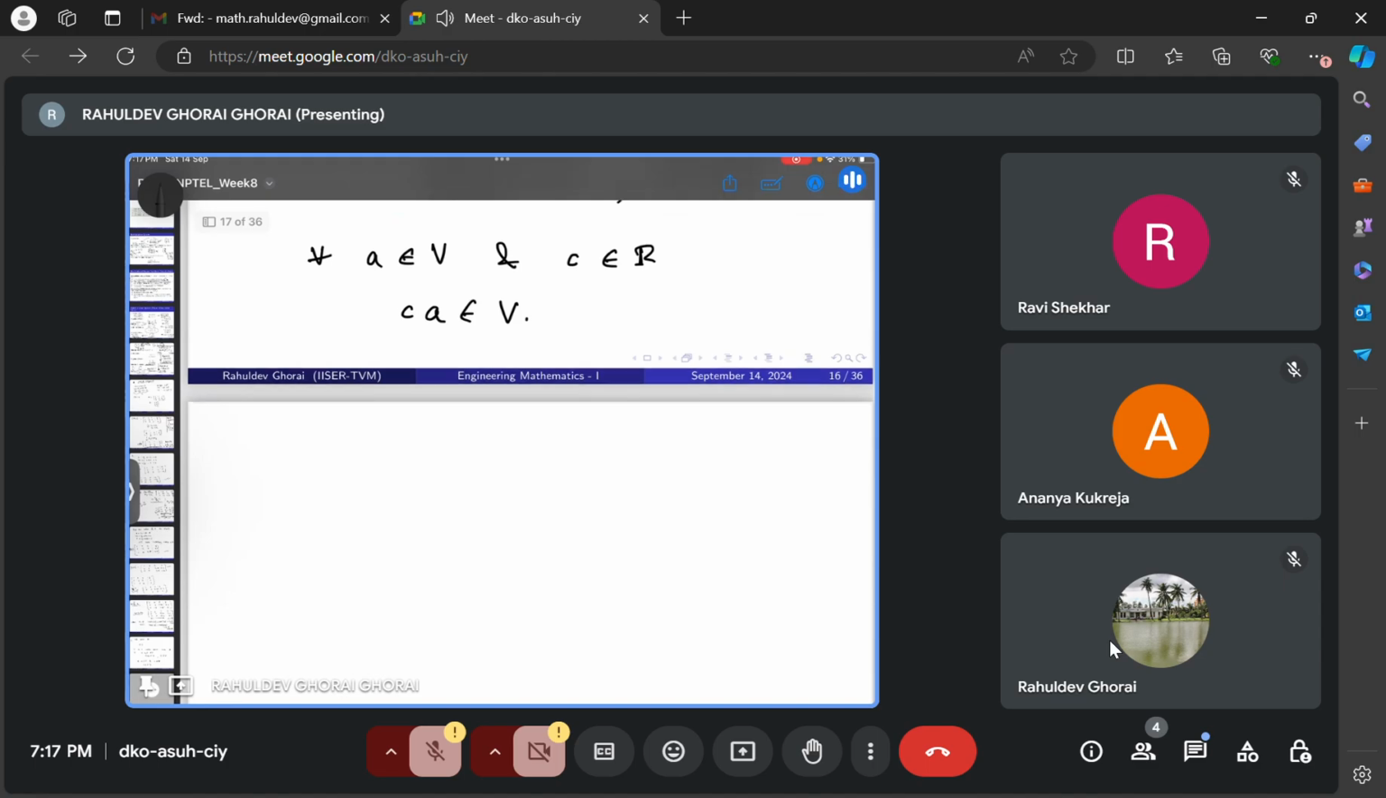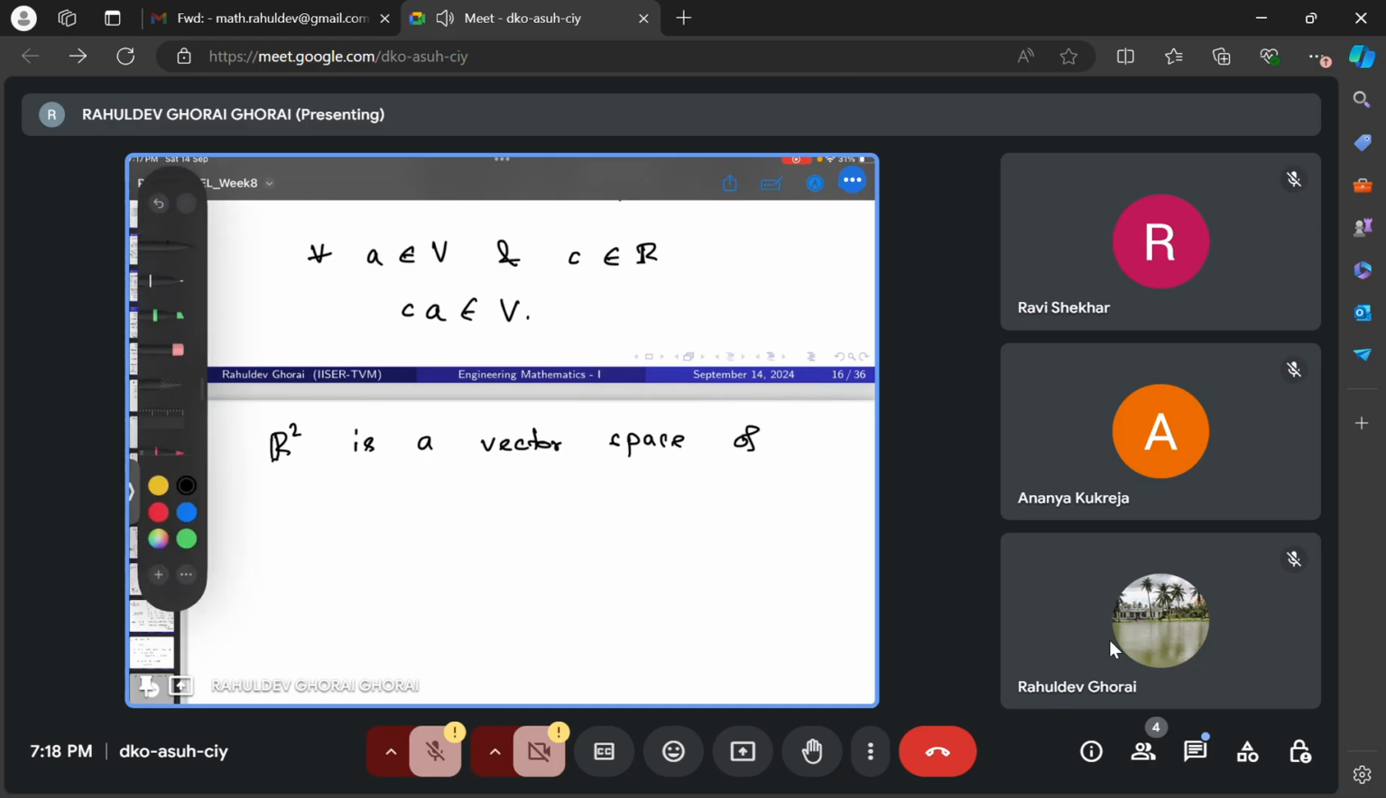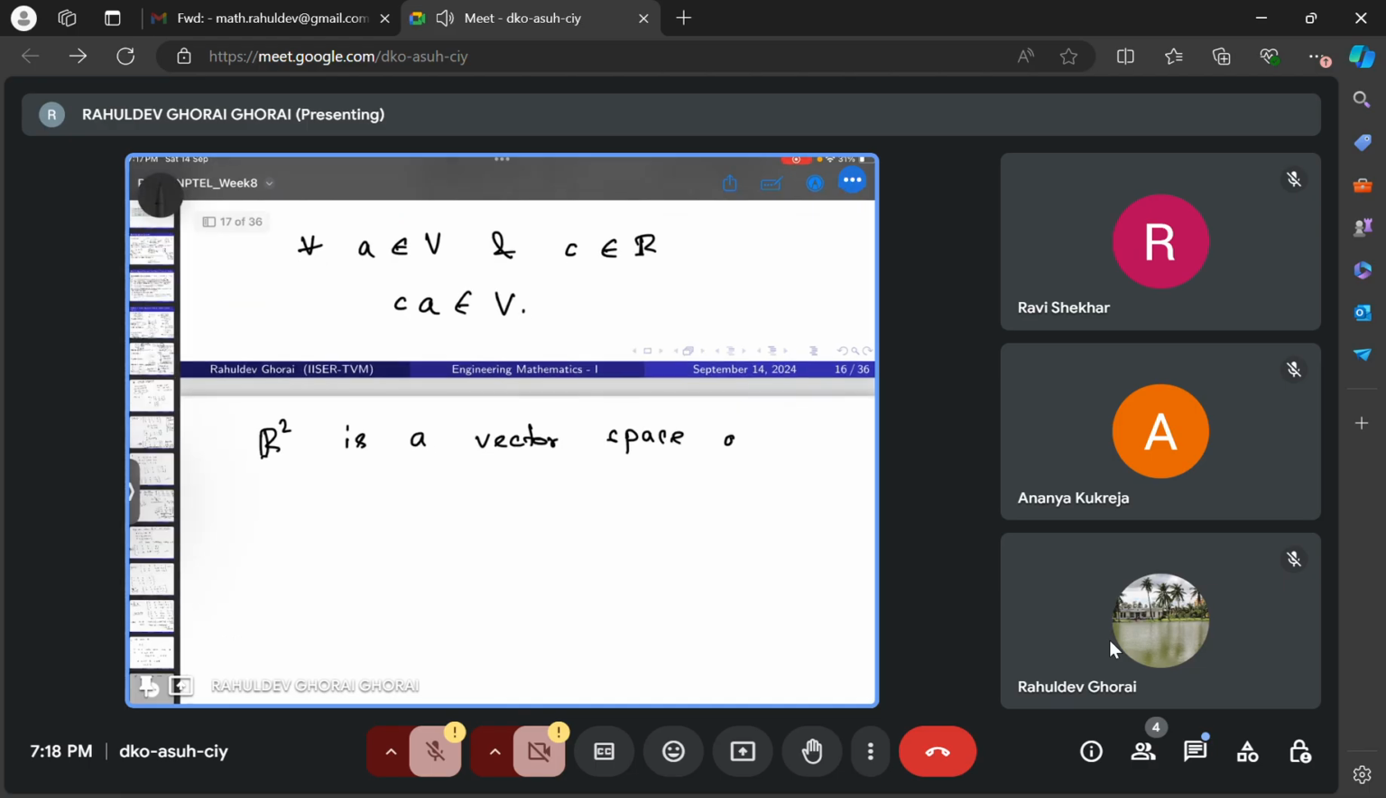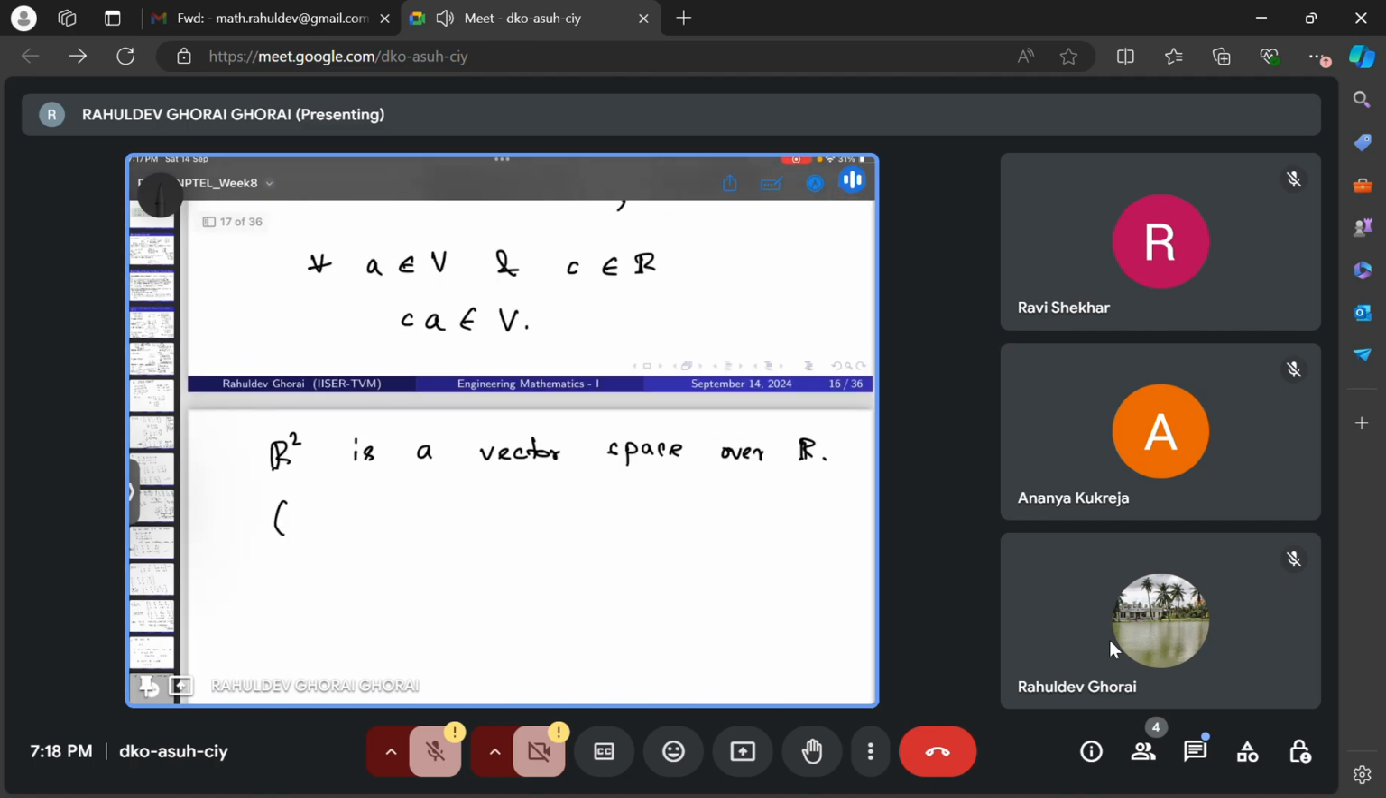Yeah. I mean, R2 is a vector space over the set of real numbers R, because if you take any two vectors like (1, 2) plus (3, 4) and we define addition component-wise, that will be 1 plus 3 is 4 and 2 plus 4 is 6, so that is also in R2.